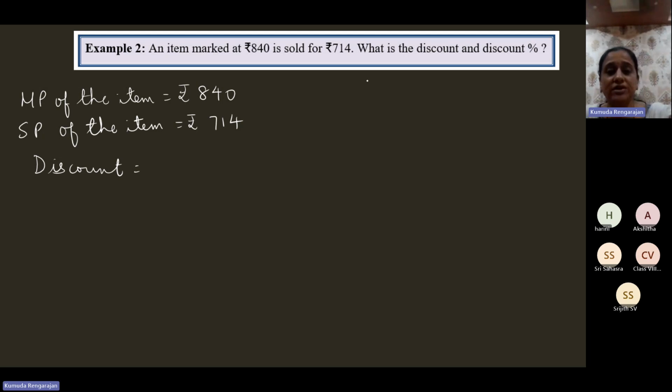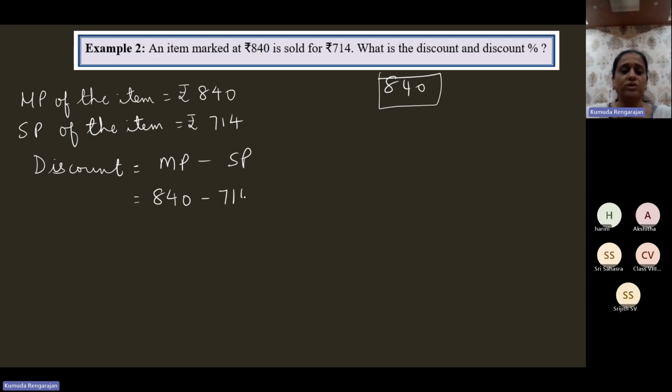So see, the mark price is 840. You're paying less than that. On the tag, the price is 840. So you should pay 840, right? No, you're paying less than 840. Why are you paying less than 840? Because the shopkeeper is giving you a discount. He's reducing the value of the product by giving you a discount. So how do you find discount? Discount is marked price minus selling price. So marked price is 840. Selling price is 714. You're paying less.